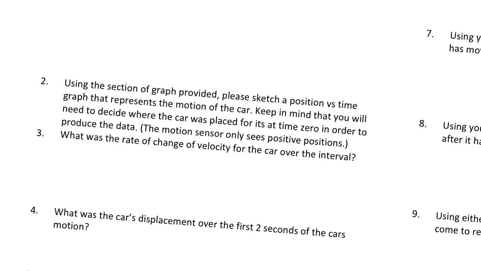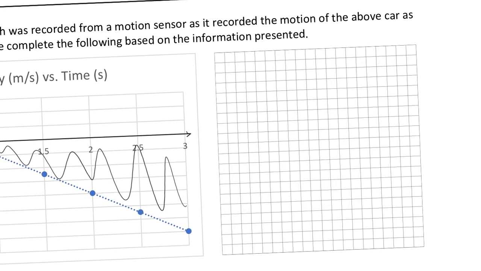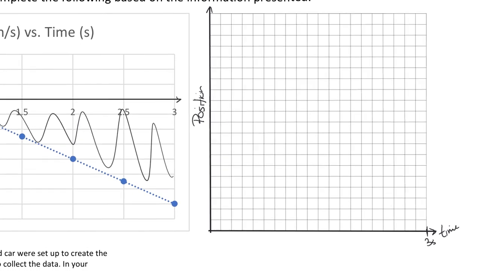Using the section of the graph provided, please sketch a position versus time graph that represents the motion of the car. All right. So we're talking about this part now. I think an appropriate axis should be drawn in. And yeah, you may not get credit if you're not careful about labeling everything correctly. These are all things I would expect you to do.